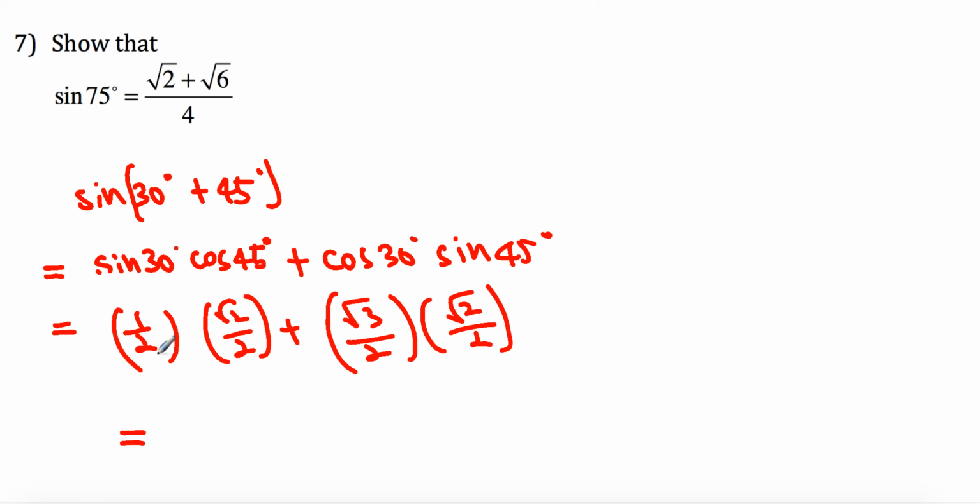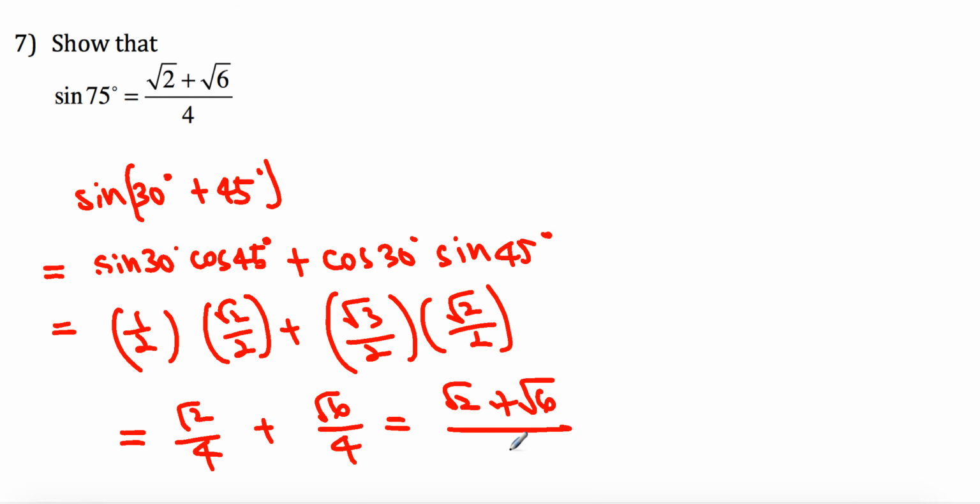Then when I combine them together, I get radical 2 over 4 plus radical 6 over 4. Then when I combine them together, since we have the same denominator, radical 2 plus radical 6 over 4. That becomes our final answer.